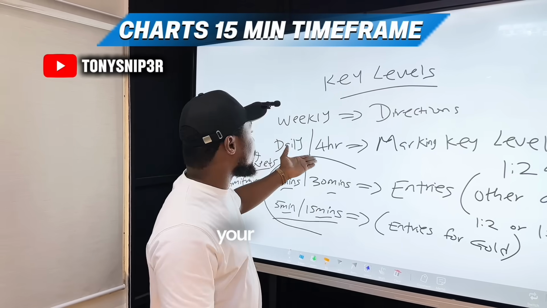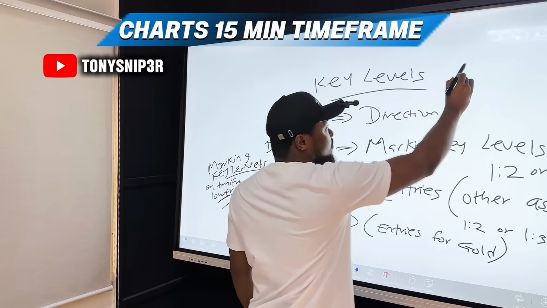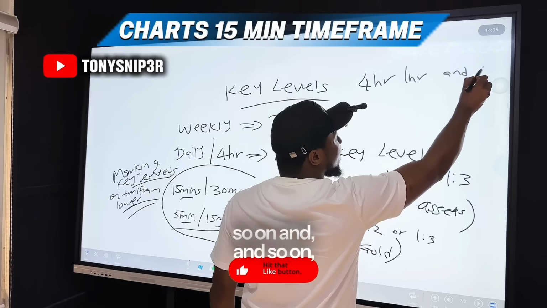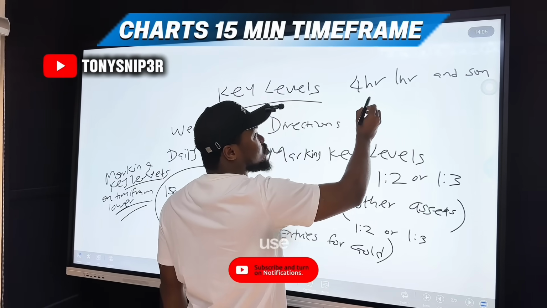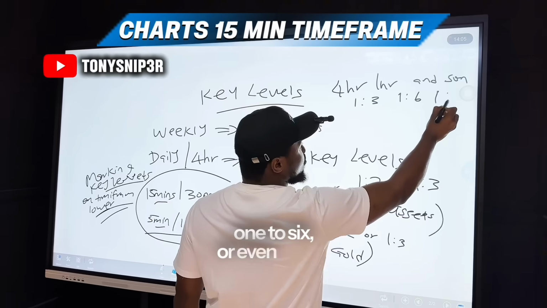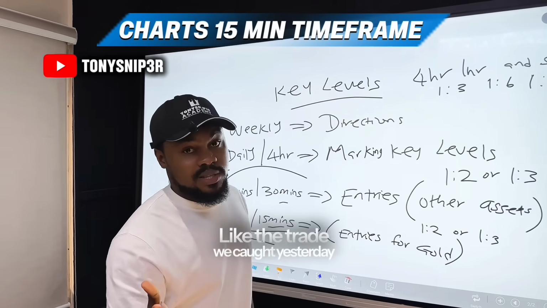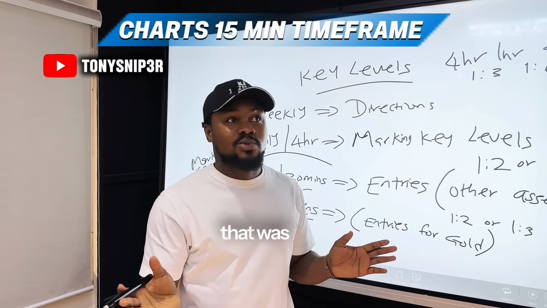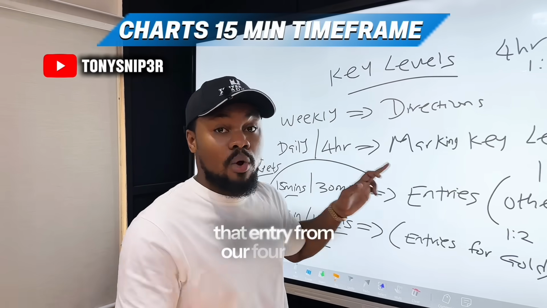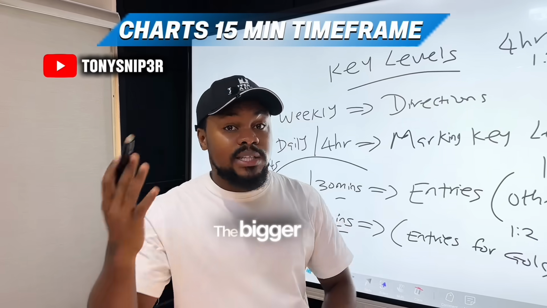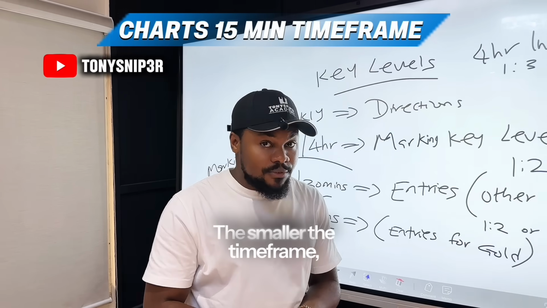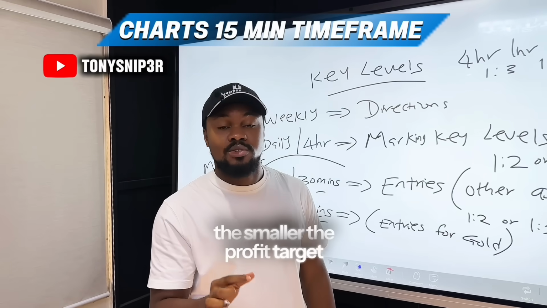But if you're buying from maybe your 4-hour or your 1-hour, and so on, you can actually use 1 to 3, 1 to 6, or even 1 to 9. Like the trade we caught yesterday on gold, the 250 pips drop. That was over 1 to 5 risk to reward. Why? Because I took that entry from our 4-hour and 1-hour time frame. The bigger the time frame, the more the profit target you're looking forward to. The smaller the time frame, the smaller the profit target you're looking for.